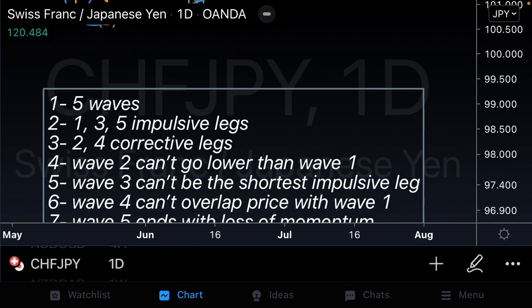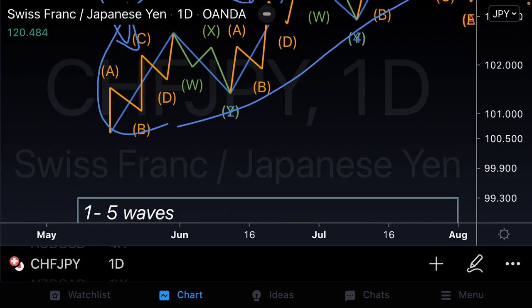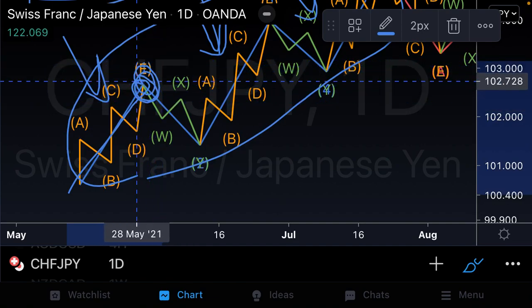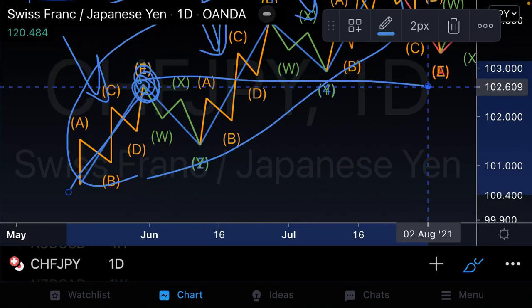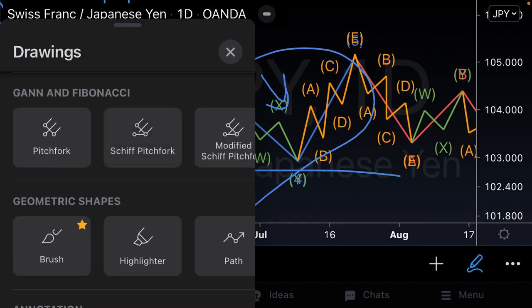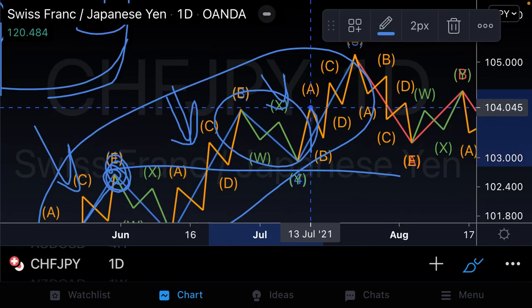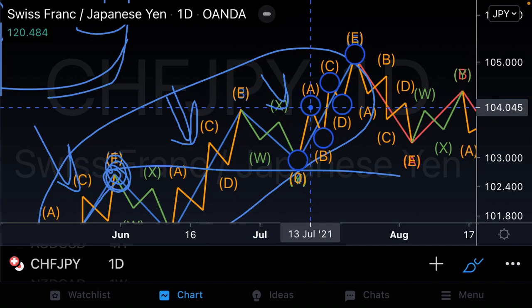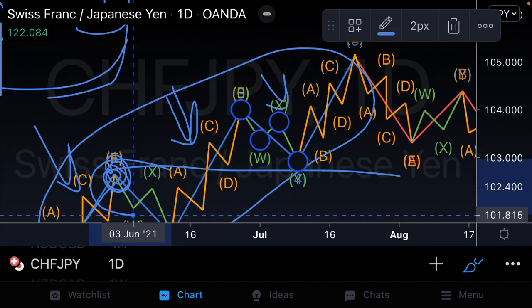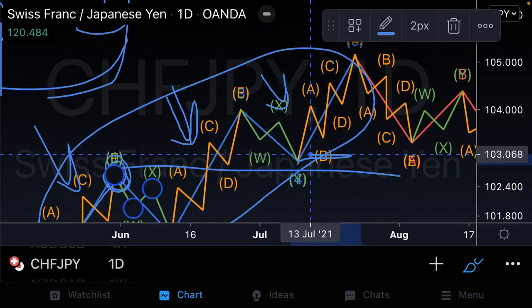Wave number 4 cannot overlap price with wave number 1. What does that mean, guys? We have wave number 1. Wherever wave number 1 stops, wave number 4, which is obviously our corrective structure over here, cannot overlap price with wave number 1. That means that wave number 4 and wave number 1 will never ever touch.